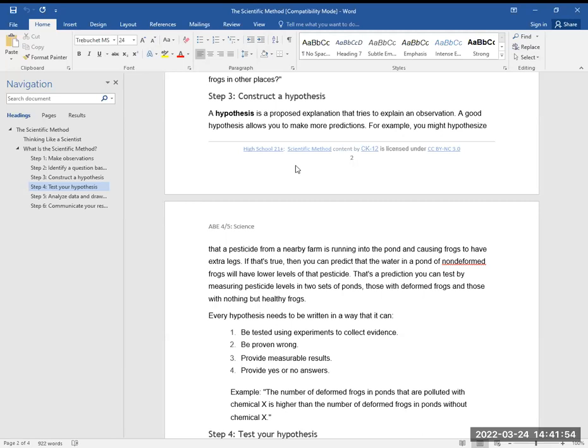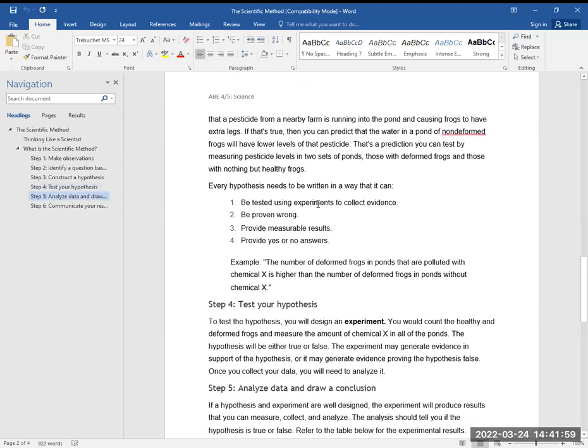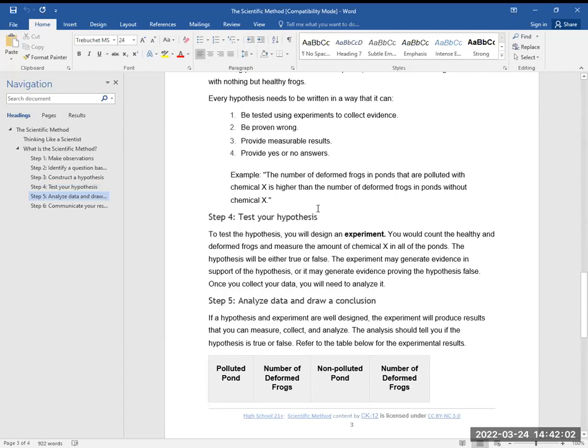Okay? So let's look at the example here. It says the number of deformed frogs in the ponds that are polluted with chemical X is higher than the number of deformed frogs in ponds without chemical X. Cool? So if pesticide is causing the frog to have an extra limb, then the pond with the frogs with the extra limb should have more pesticide and the other ones should not. Okay, and that's testable. Does that make sense?